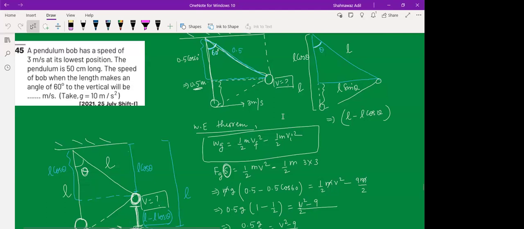This velocity is 3 meters per second, and the answer that we got in here, the velocity that we got in here, was 4 meters per second. So is this possible? Is this possible, guys?